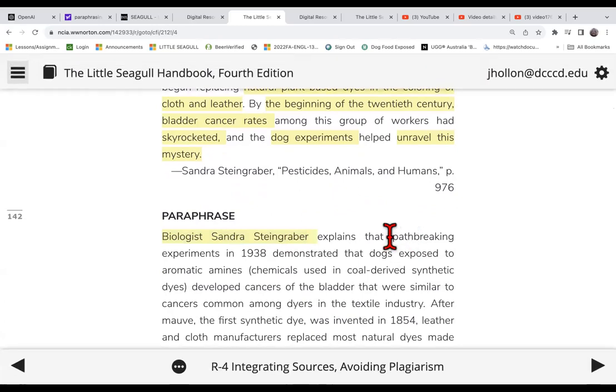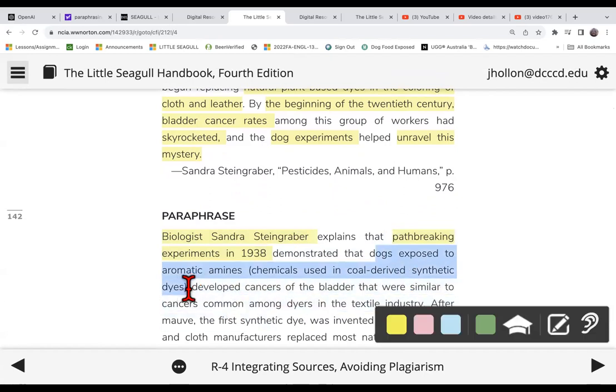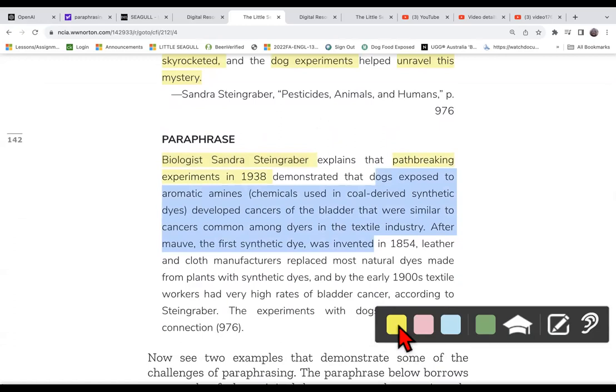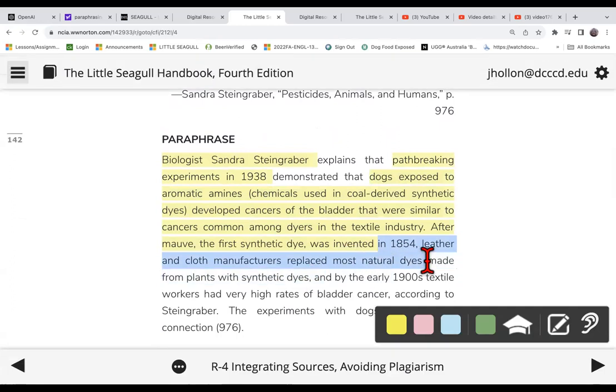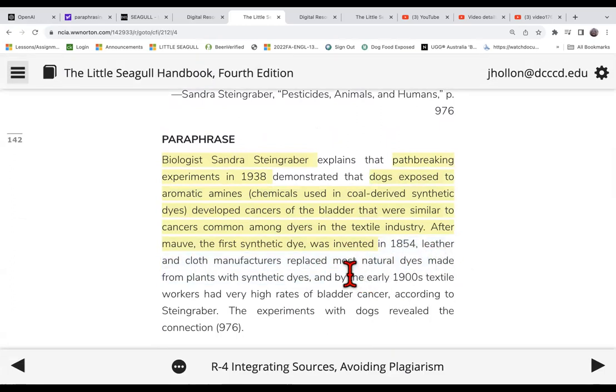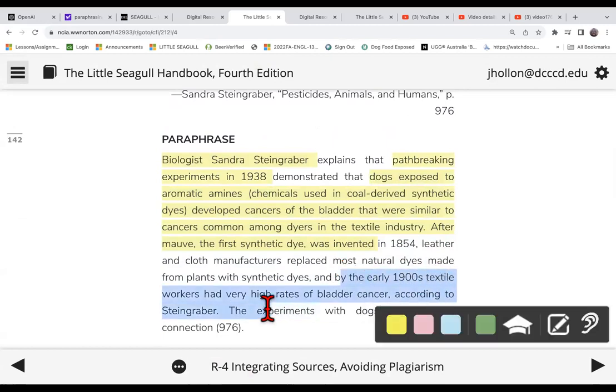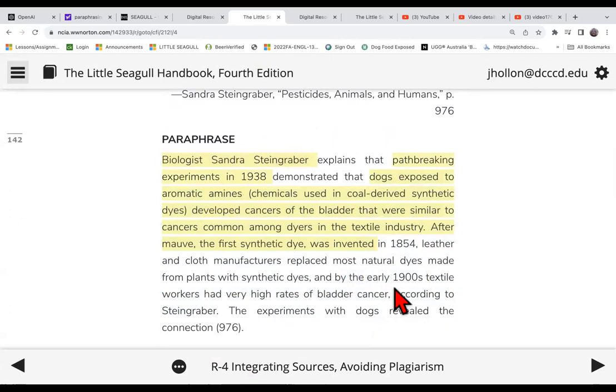Path-breaking experiments in 1938. She got that. She's got the dogs exposed to those, which I chose not. Okay. She put all of this was invented there. I'm going to keep on going. We did not put that part in. And we didn't say when this happened in the textile industry, but you can presume in the early 1900s, high rates. And that was with plants and synthetics.